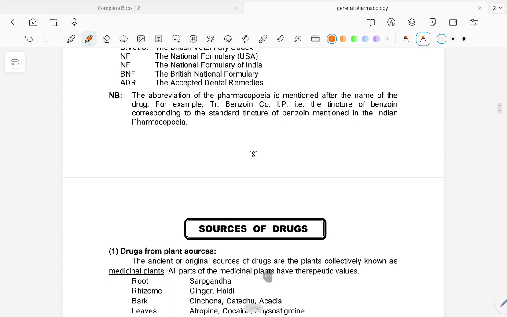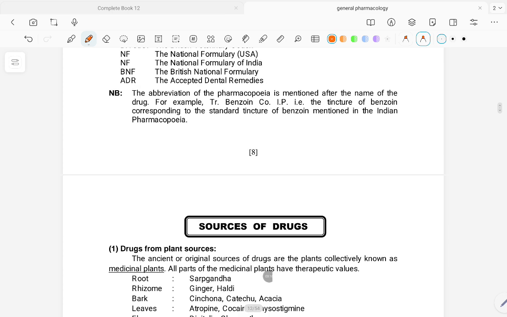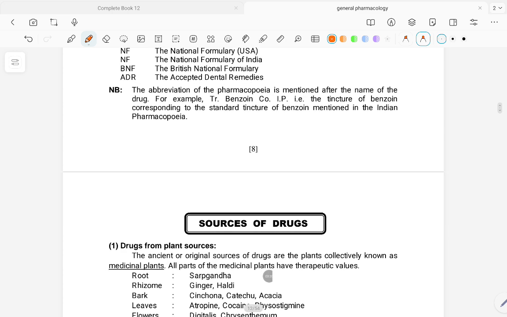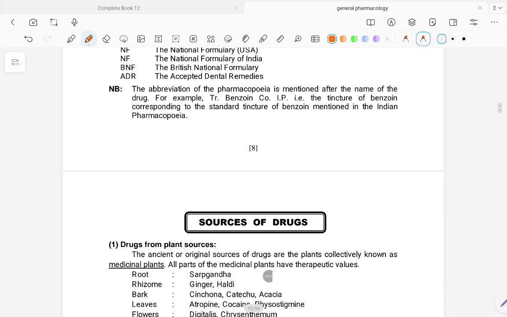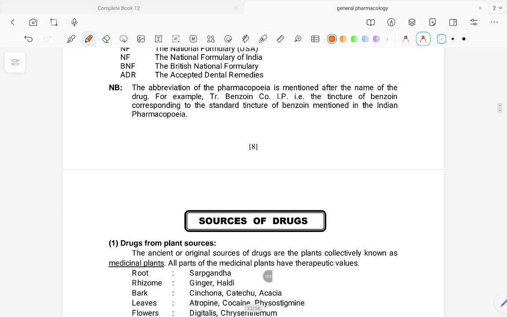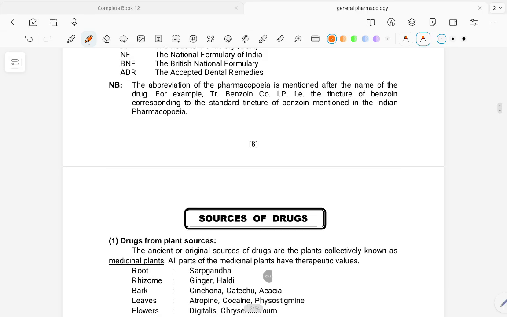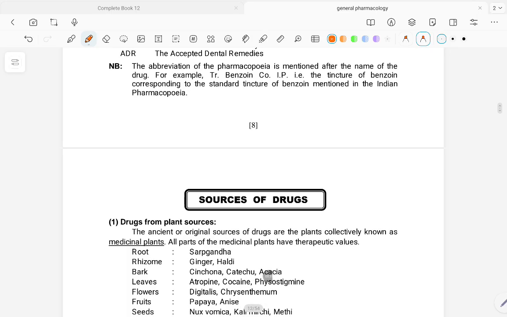Note that the abbreviation of the pharmacopoeia is mentioned after the name of the drug. For example, tincture of benzoin IP corresponds to the standard tincture of benzoin mentioned in the Indian Pharmacopoeia.